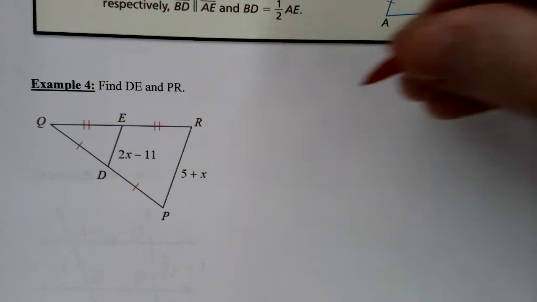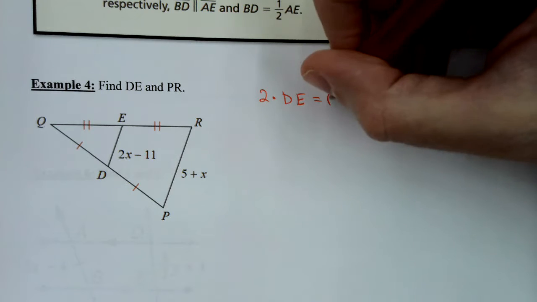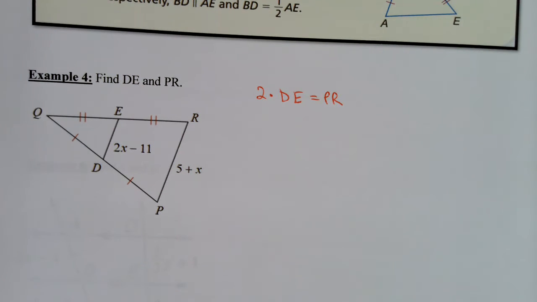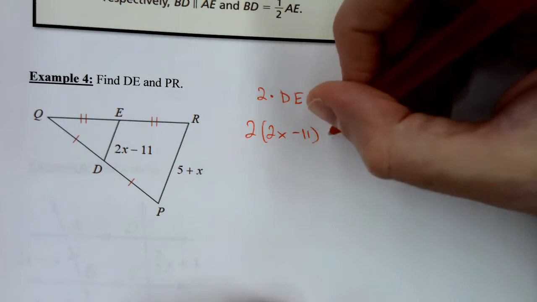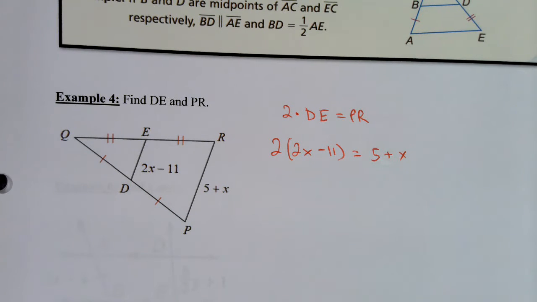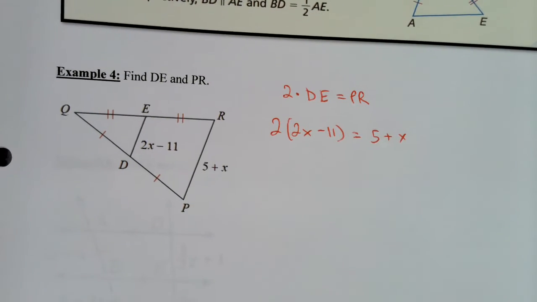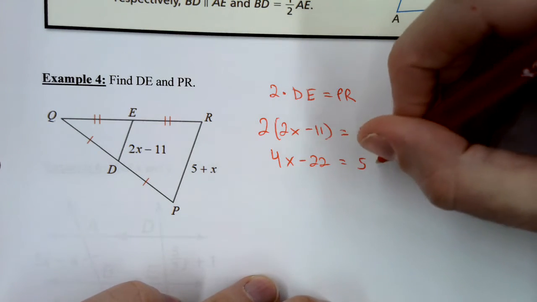I like to say that 2 times DE equals PR to avoid the fractions, okay? You could say DE equals 1/2 of PR, which is fine. Then you might have fractions. So I'm going to do 2 times DE equals PR. Okay? So 2 times 2x minus 11 equals PR. Oops, I should probably replace that. 1 second. Okay, so I just replaced PR with 5 plus x because PR equals 5 plus x. And let's solve this equation. Distribute: 4x minus 22 equals 5 plus x.